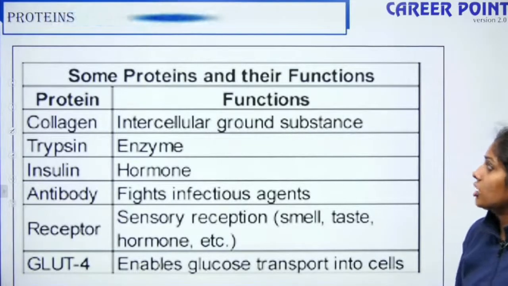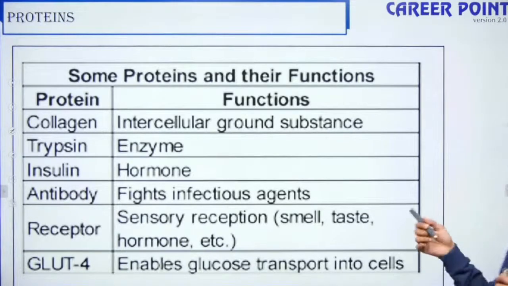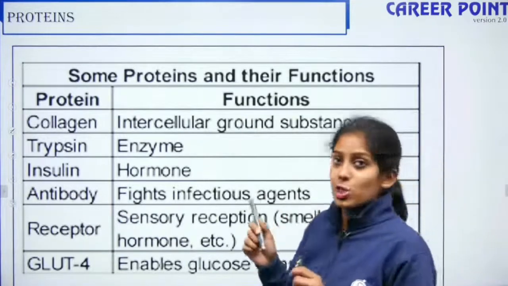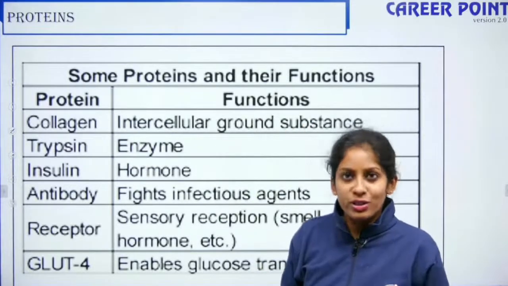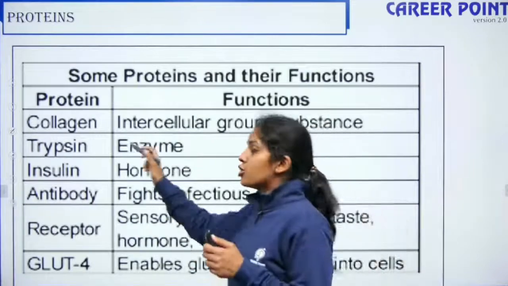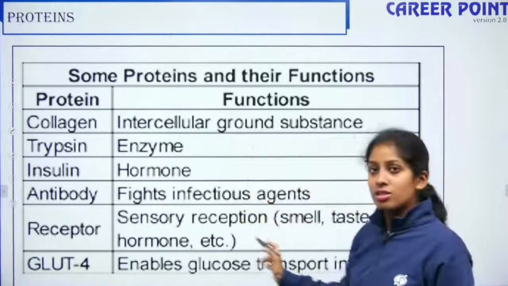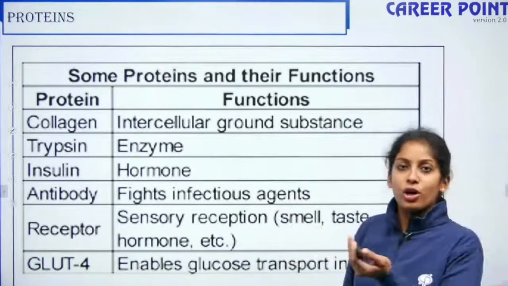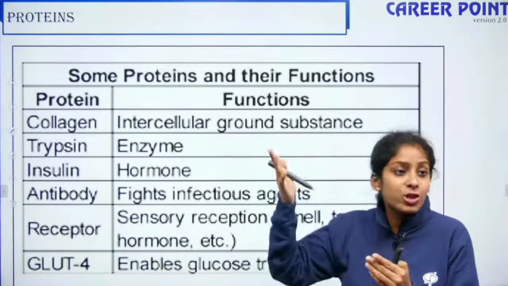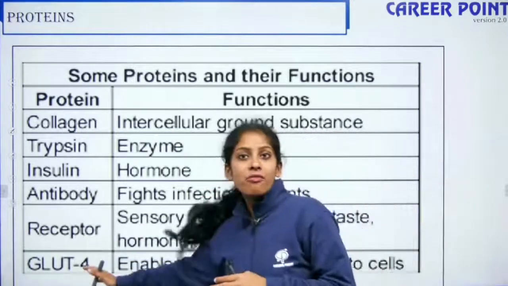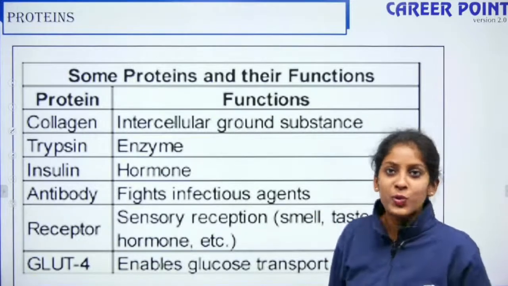Right? So this is a tabular column that's provided in your textbook, and I want you to look into this tabular column. It's very important because in last year's NEET this came in the form of a match the following. So this is very important. So collagen, intercellular ground substance. We have read this in your connective tissue and structural organization in animals. So trypsin is a type of enzyme, insulin is a type of hormone, antibody fights infectious agents, receptors, sensory receptors like if I can taste something, someone has to receive my taste and take it to the brain. Those are the receptors. Then you have GLUT four. GLUT is your glucose transporter. You have 1 to 4. So this is the fourth one they're giving you as an example.